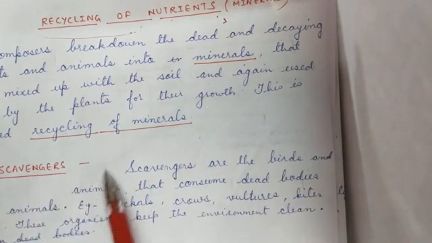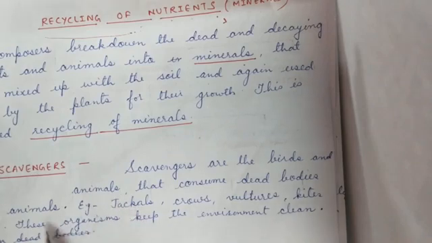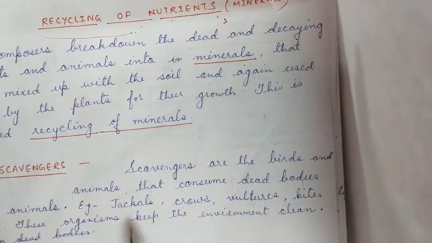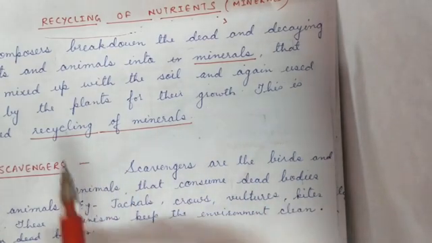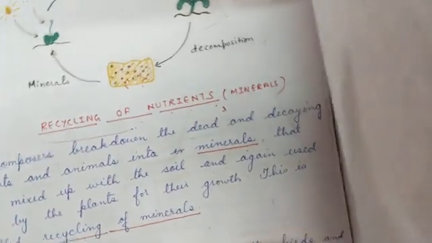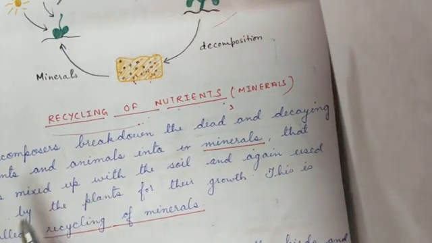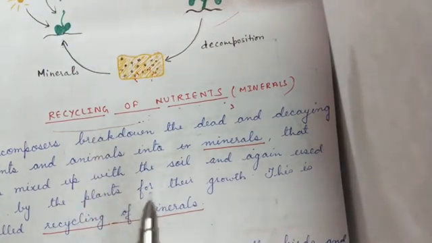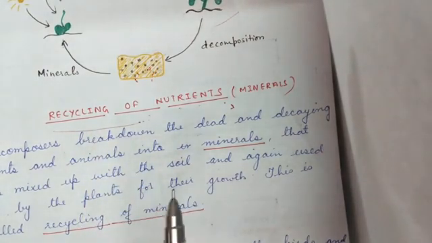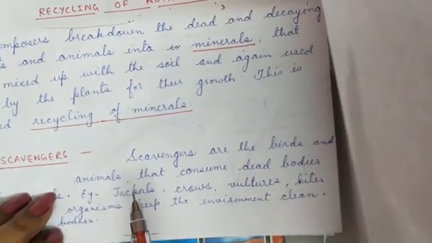And these scavengers play a very important role. They keep the environment clean by eating the dead bodies of the animals. So if there won't be scavengers, what will happen? The scavengers or these decomposers, if they won't be there, what will happen? The earth will get full of the dead bodies, no? And we won't get space for ourselves. So these decomposers and scavengers play a very important role to keep our environment clean.